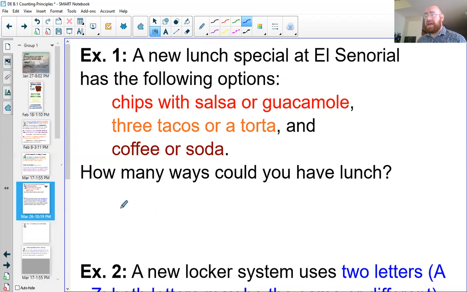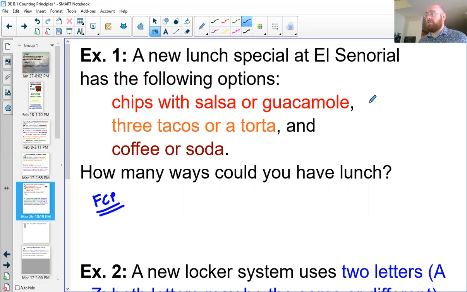So this is an application of our fundamental counting principle, which I often abbreviate FCP. Before we look at our number of options, we should discuss how we know that these are independent. Regardless of whether I get chips with salsa or guacamole, it doesn't change the options for my other decisions. Therefore, they must each be independent. It might change my preference, but preferences are not options.